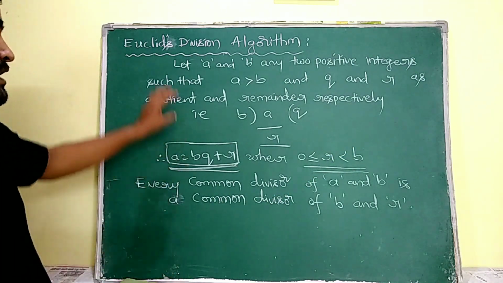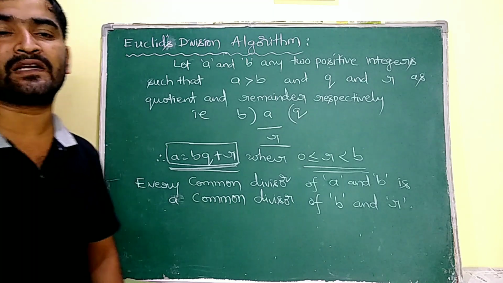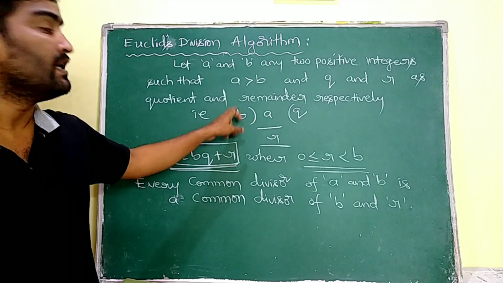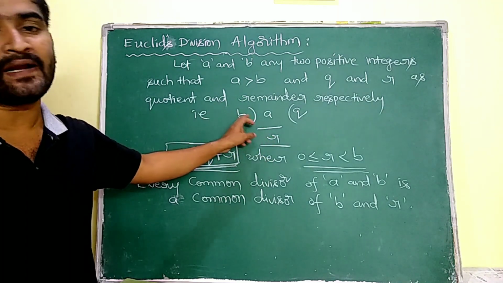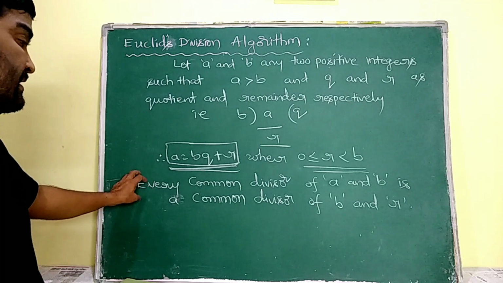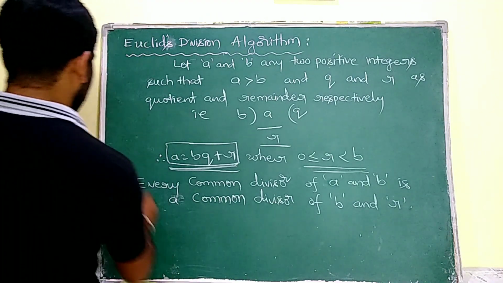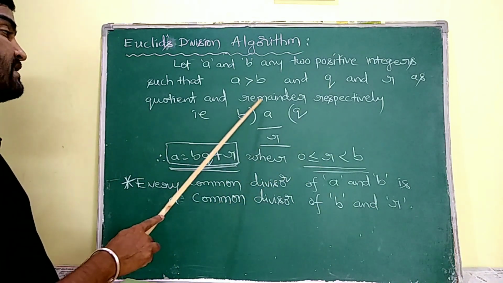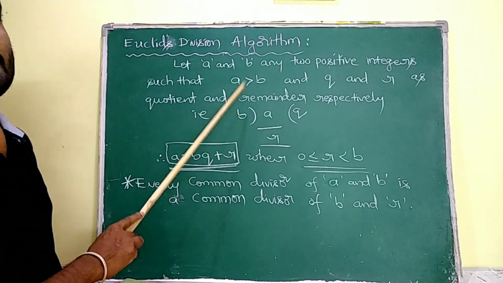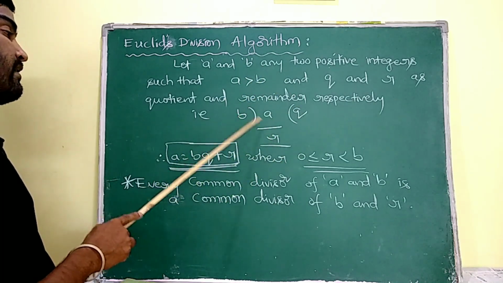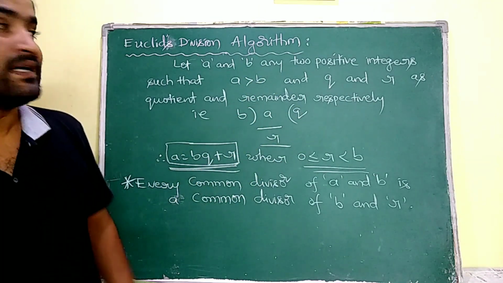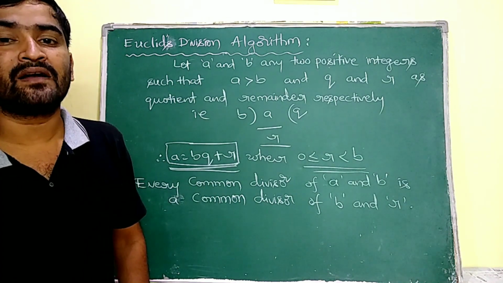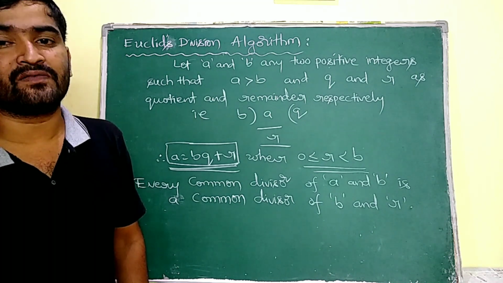Now the main concept of the Euclid division algorithm is that every common divisor of a and b is also a common divisor of b and r. This is the main algorithm. The key concept is: every common divisor of a and b is a common divisor of b and r also. So this division algorithm we are going to use to find the highest common factor of the given numbers.